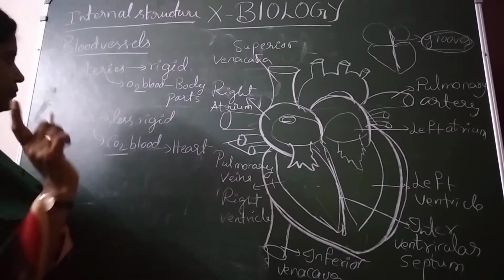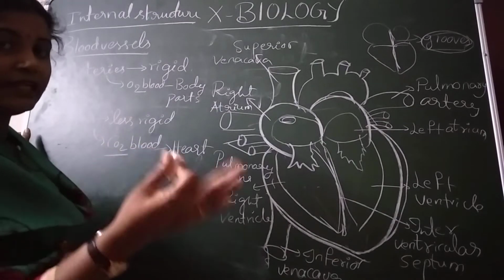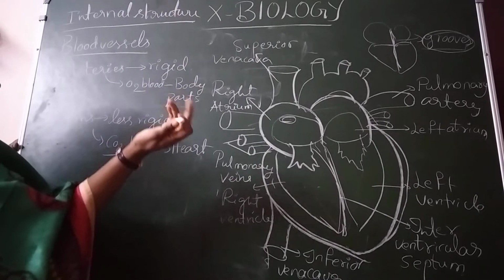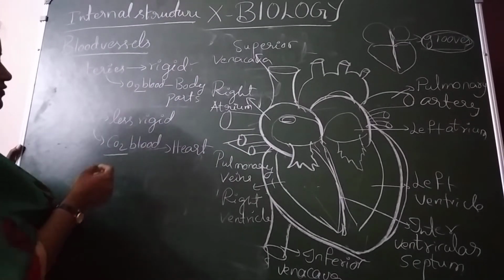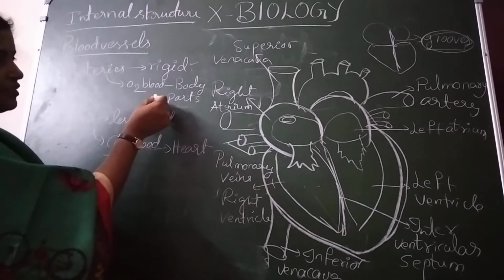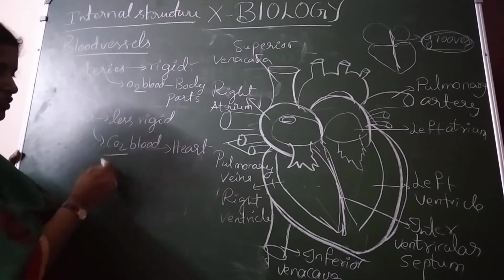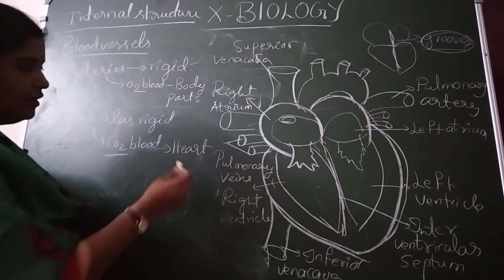Okay, very important function. So why? Because sometimes you will get the question, write about differences between arteries and veins. So in that, you need to write, arteries are rigid blood vessels and veins are less rigid blood vessels, and arteries carry or supply oxygenated blood to all the body parts, and then veins, they are less rigid and they carry carbon dioxide blood, otherwise deoxygenated blood to the heart.